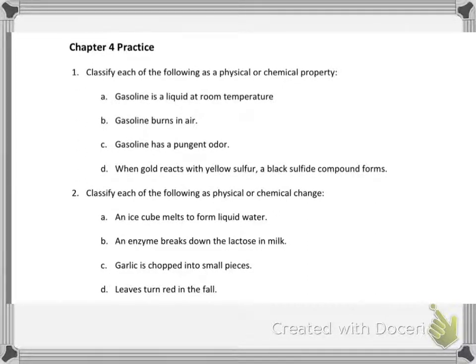Question 1. Classify each of the following as a physical or chemical property. So we're looking for what would distinguish something as being physical or chemical. Now, when we're talking about properties, something that is physical would be something that you can identify or measure without changing the identity of the substance.